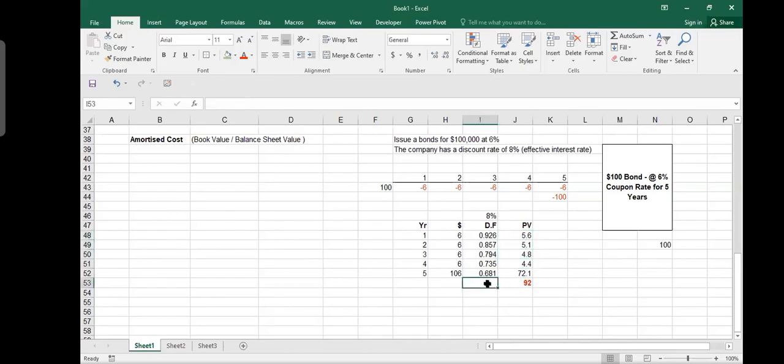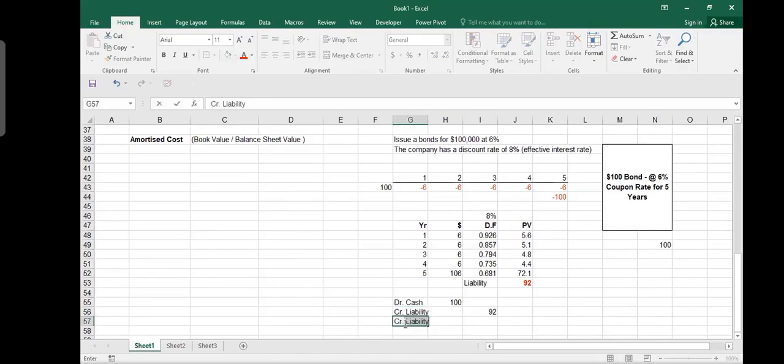So your total liability here is just 92. Now what is happening? You say debit cash, which is my 100 that I'm receiving, because when I issued the bond, I issued it at $100. Or you can multiply it by thousands, whatever, and you will say credit liability, which is $92.